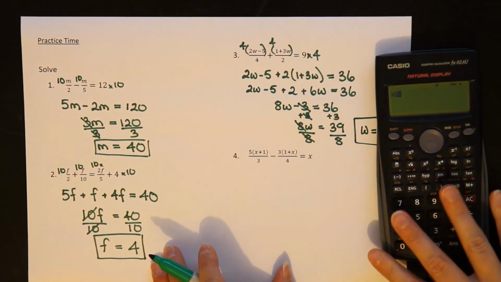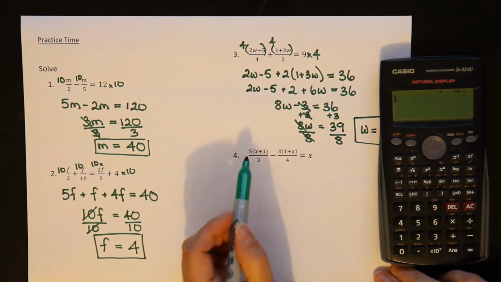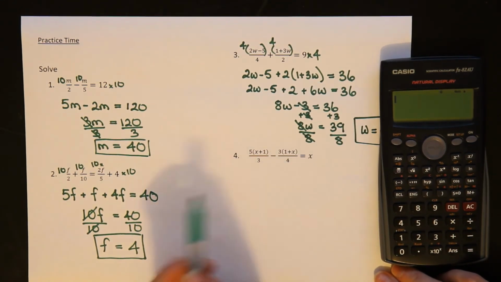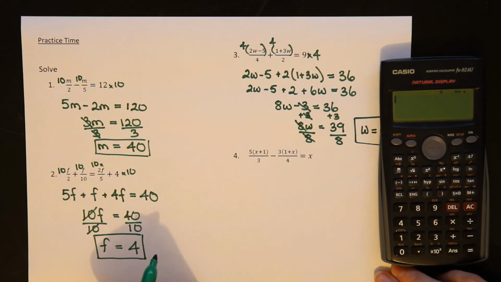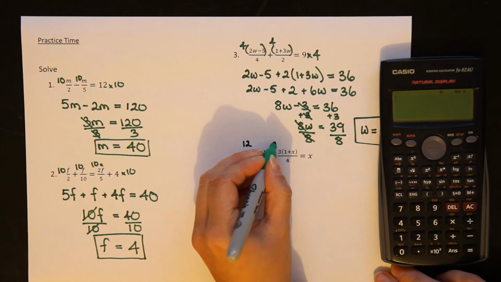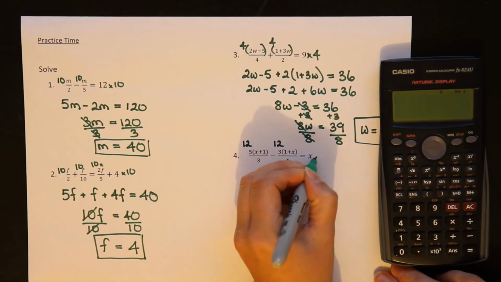Question 4. I have a denominator of 3 and another one here of 4. My lowest common denominator of those two numbers would be 12. So let's multiply by 12 here, and 12 here, and 12 here.